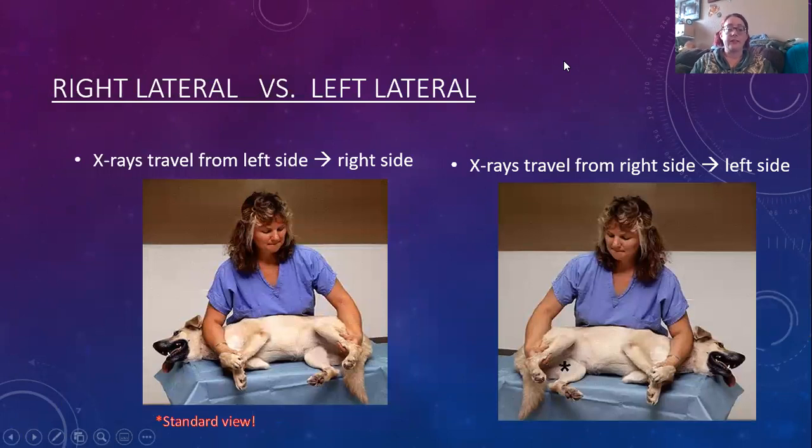Right lateral versus left lateral. X-rays are going to travel depending on how the animal is laying. So if the animal is laying on its right lateral, then its right side is down and the x-ray travels from the left side to the right side.